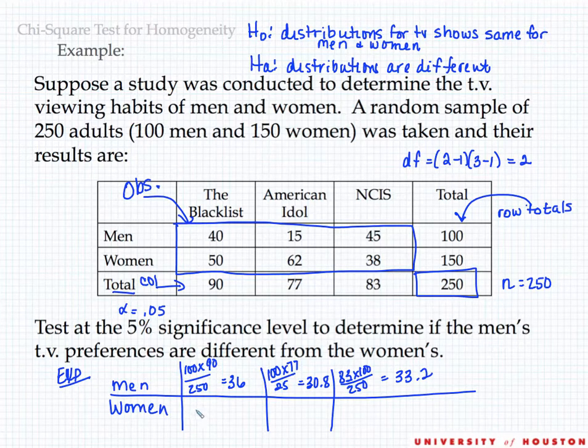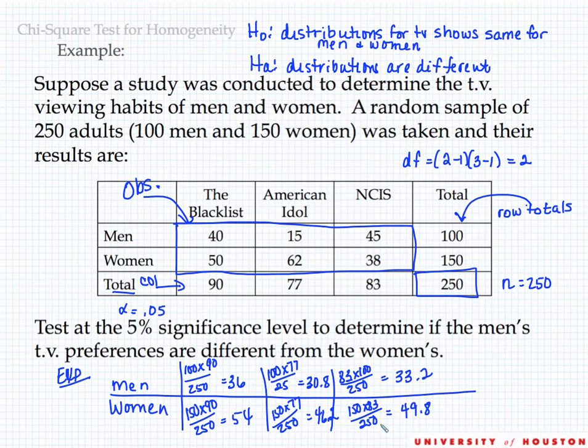And then let's repeat for the women. Row total for women will be 150, column total 90, divided by 250 is 54. American Idol, we have 150 times 77 over 250, which is 46.2. And last, for NCIS, the women, we have 150 times 83 over 250, which is 49.8.